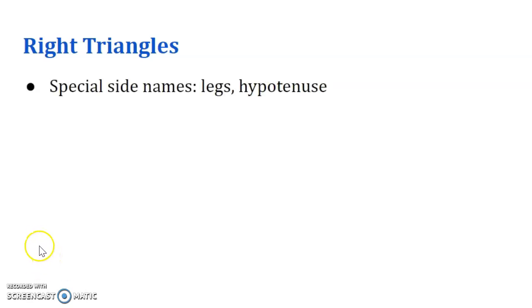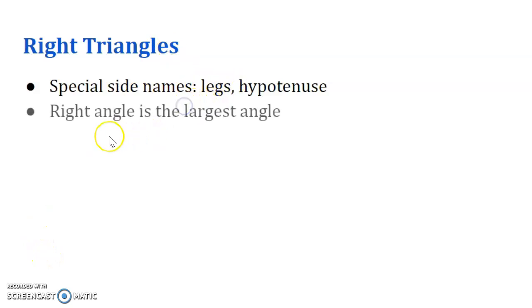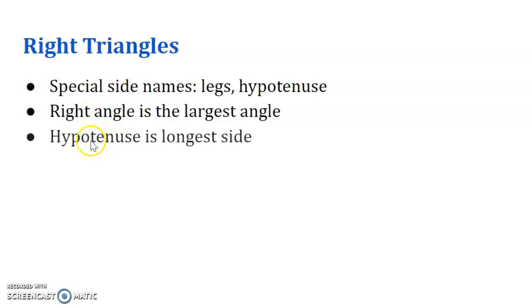The special side names are legs and hypotenuse. The right angle is the largest angle, because the other two angles must add to 90 degrees. That means the hypotenuse, which is always opposite the right angle, is always going to be the longer side by the triangle side length inequality.